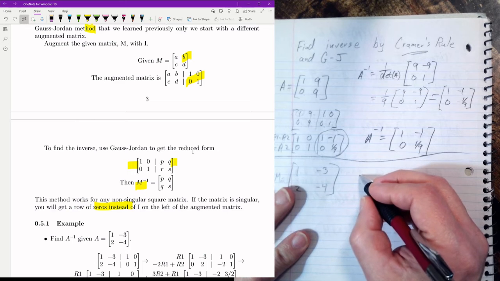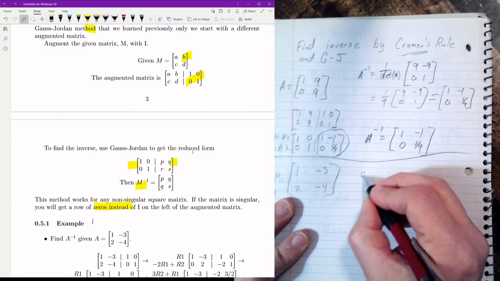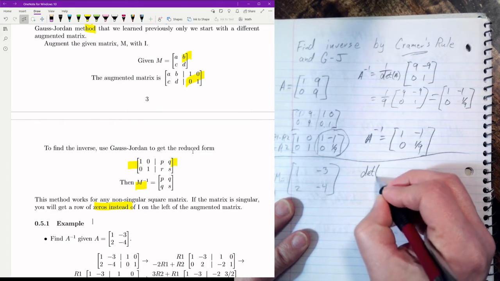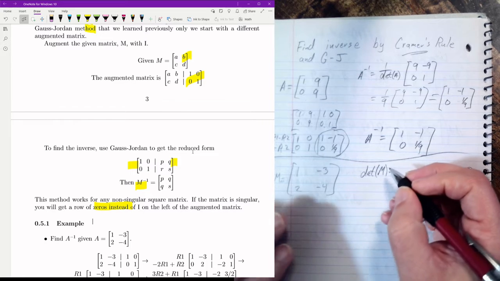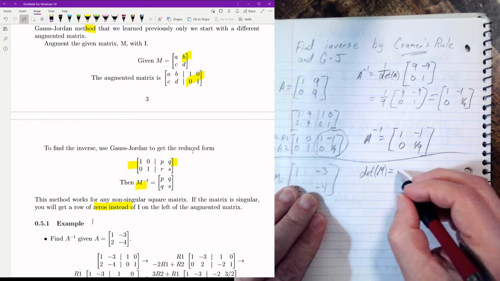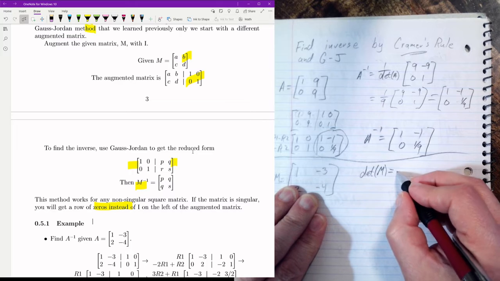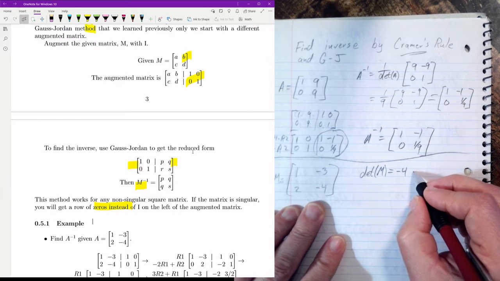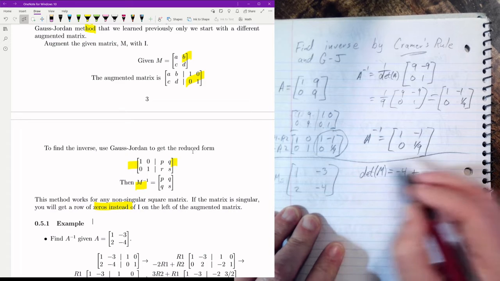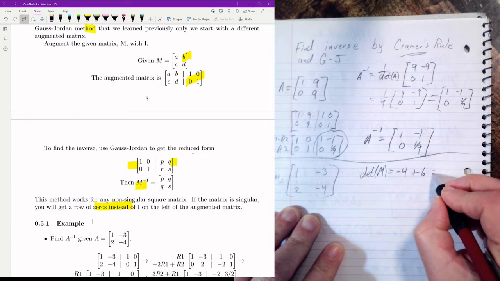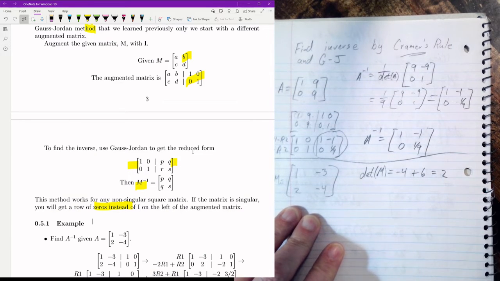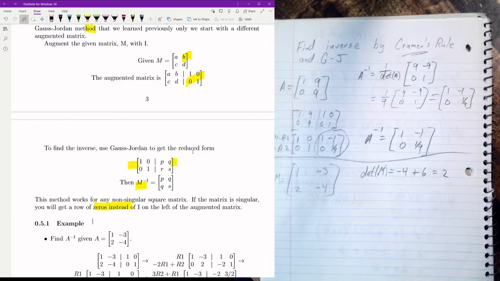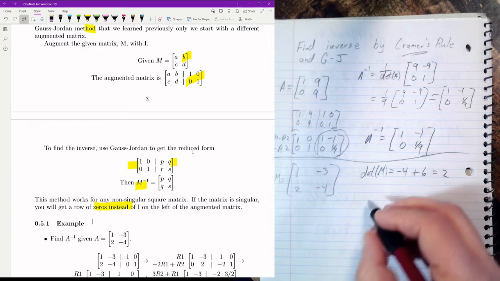So firstly, what is the determinant of this matrix? The determinant of M is equal to 1 times 4 is minus 4, minus, so we're going to add 2 times 3, which is 6, which is equal to 2. Yes? Okay. What is the inverse of this then?